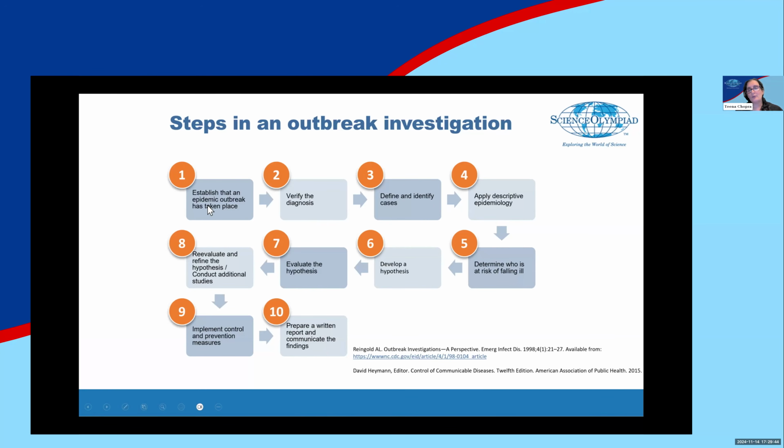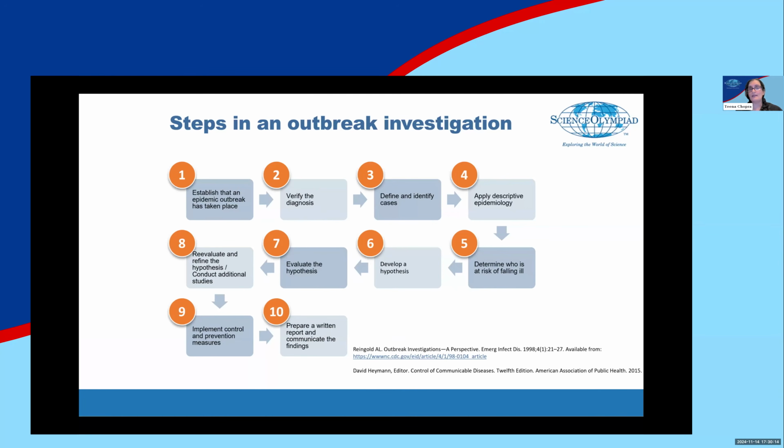So the first thing I'm going to do is gather more information, establish if it was an outbreak, were the rates more than usual? And then in my second step, when I said I will verify the diagnosis, which means I will look at the definition of C. diff. I will look at whether the appropriate test was used to diagnose these patients and confirm that these are C. diff cases. That is called confirmed case.